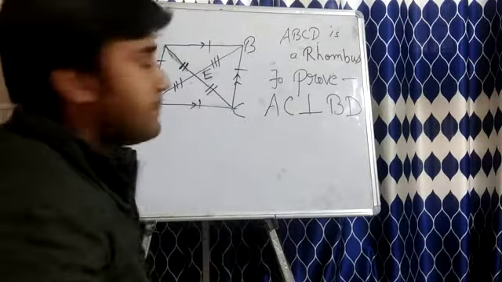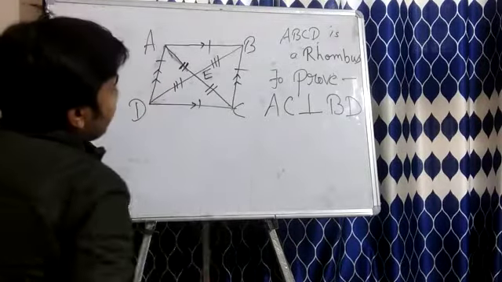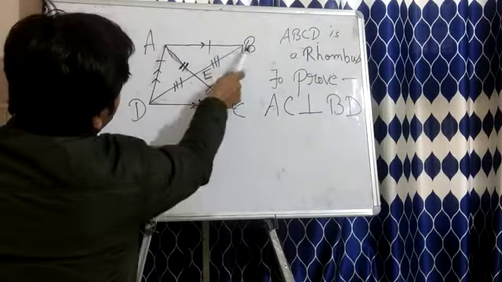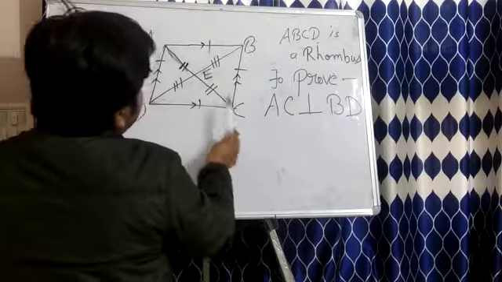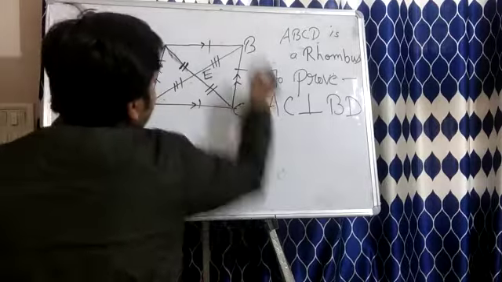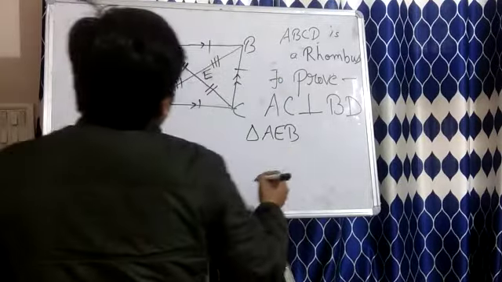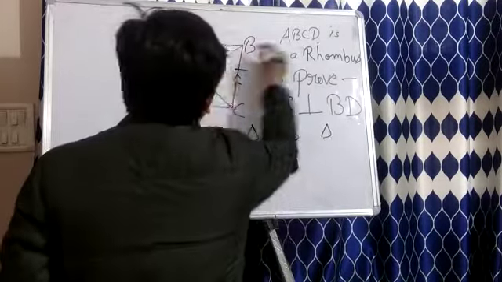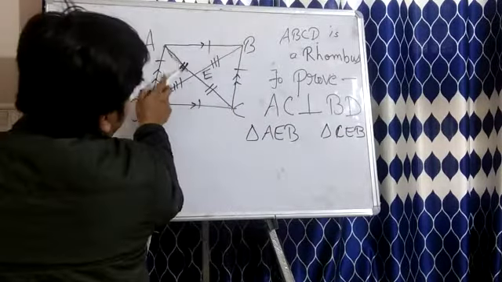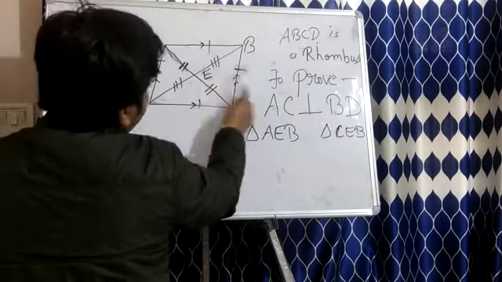that is not a very hard proof, because if you look at the triangle AEB, this is AEB, and you look at the triangle CEB, then this side is congruent to this side. This side is congruent to this side, and this side is a common side. So by SSS we can clearly say that these two triangles are congruent.